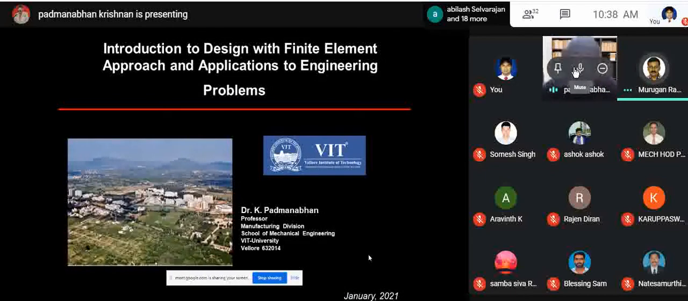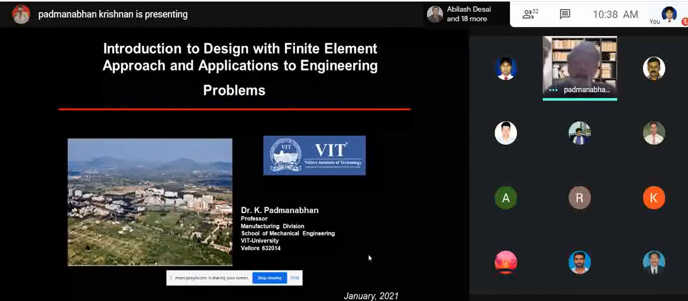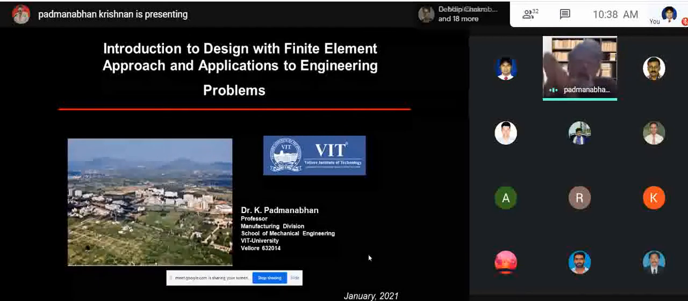You can start. Okay, so a warm welcome to all the participants. I hear that there are about 30-35 participants. It's a good number, considering that it's a very narrow field. Even most of the mechanical engineers do not study FEM. In some of the institutes like ours, we have FEM as an elective, not as a core like in Anna University.